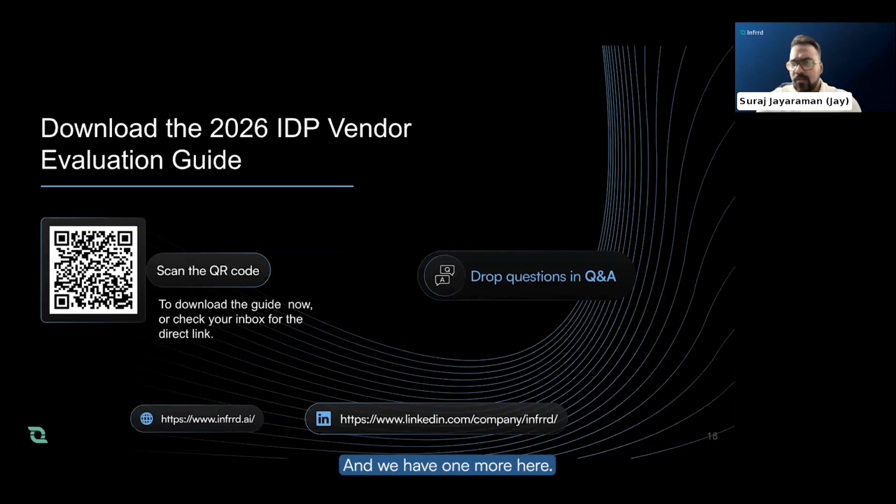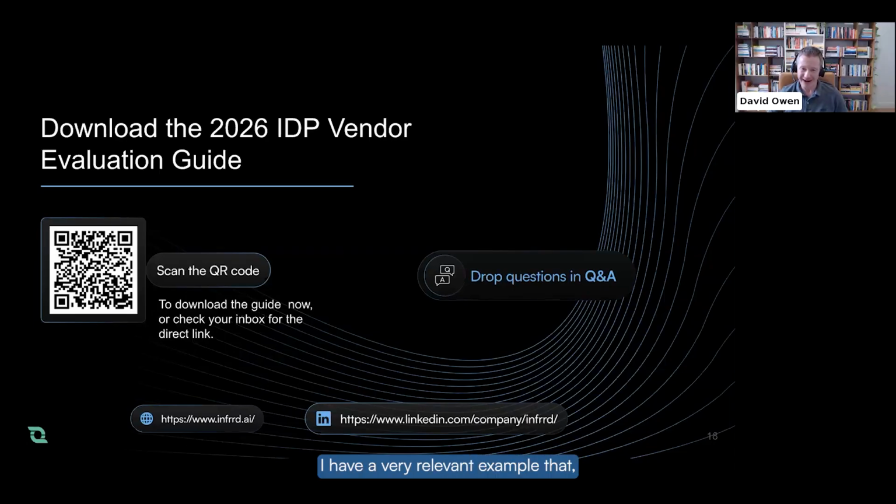And we have one more here. We are stuck with an underperforming IDP solution. What's the best way to transition or update without disrupting our current operations? Cool. I have a very relevant example that could answer that question for you, Alice.